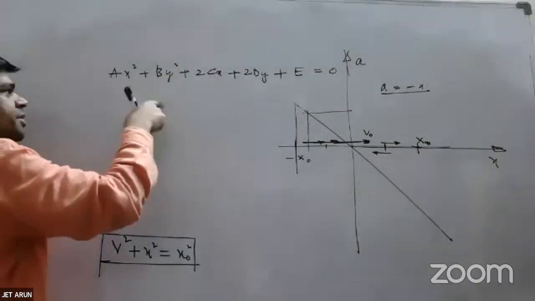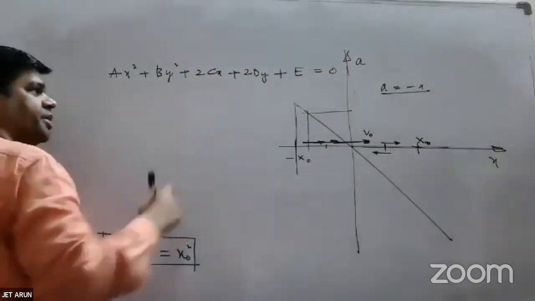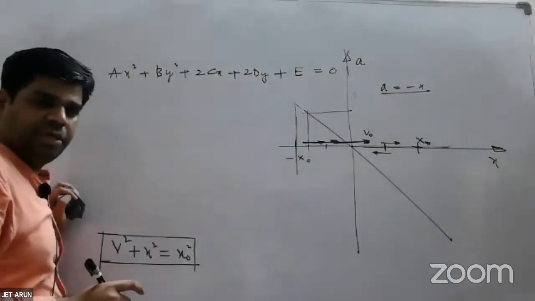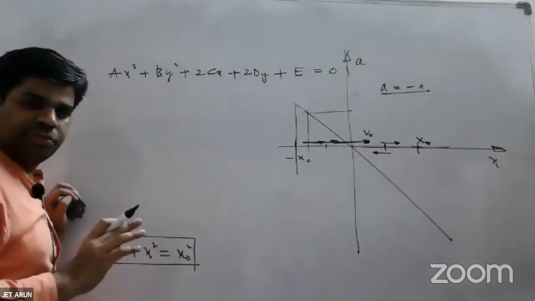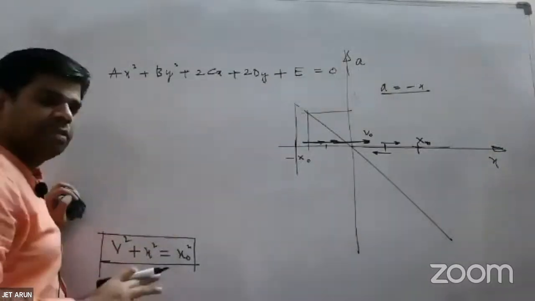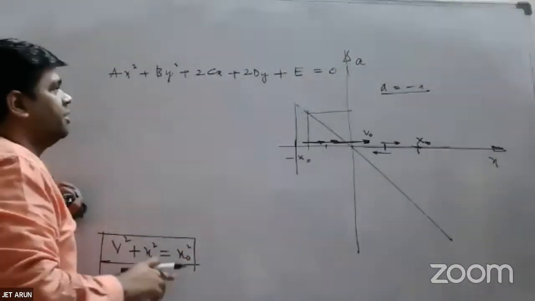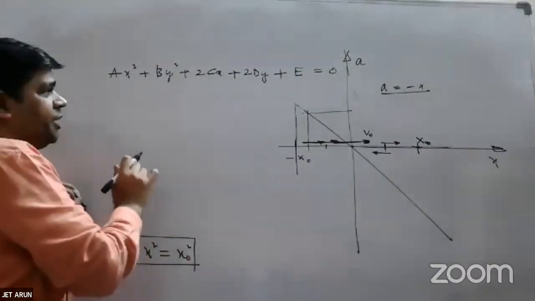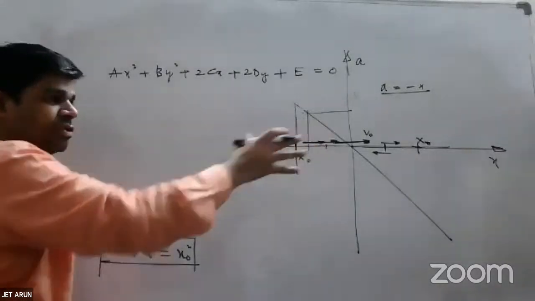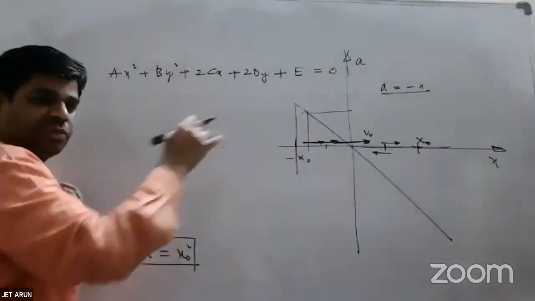Any second degree equation in x and y is a conic. All right. I will explain conics later. For today you just accept that this is a conic. Now in this conic, a and b will decide what type of conic, c and d will decide the location of the conic, c d e will decide the location of the conic.